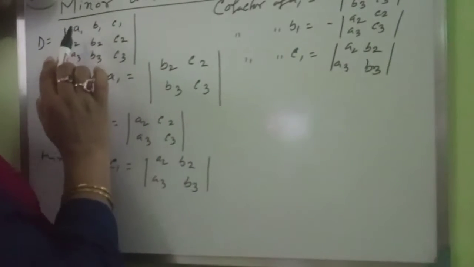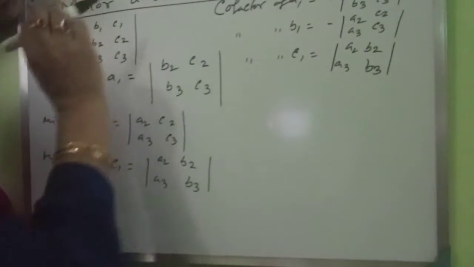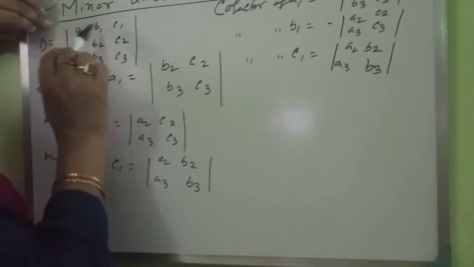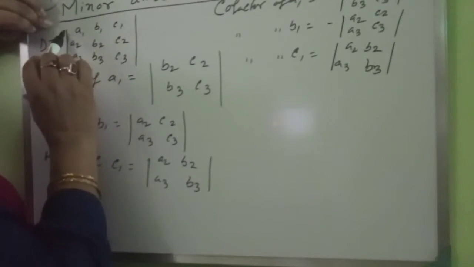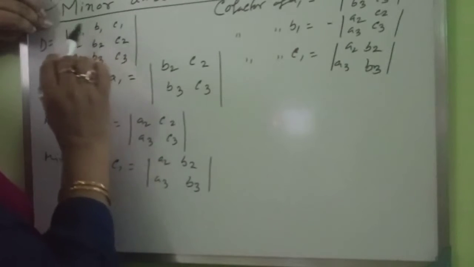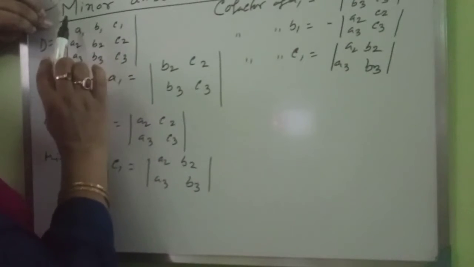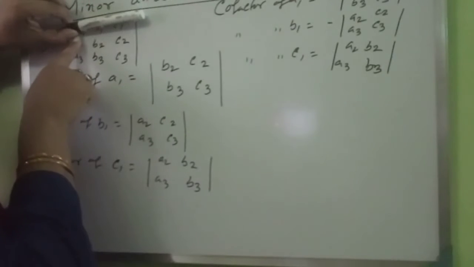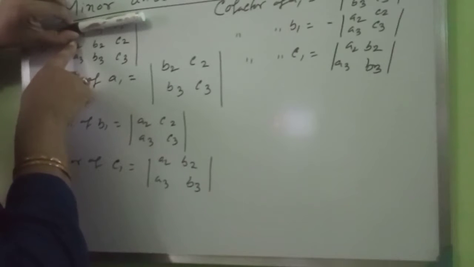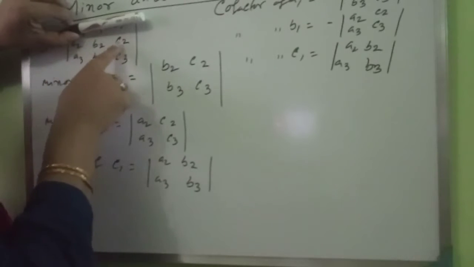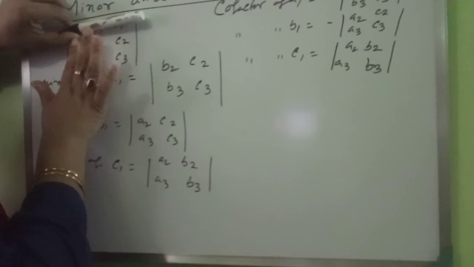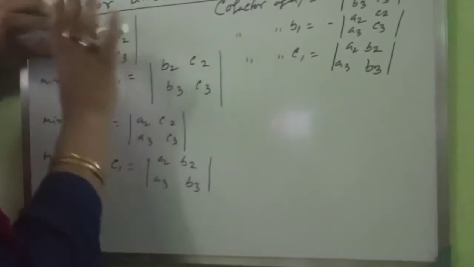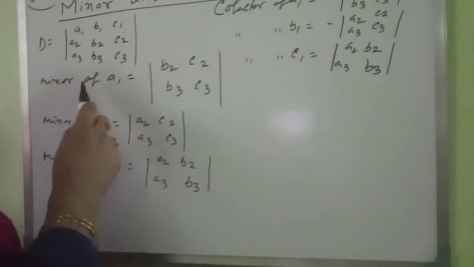Same here, when we find the minor of A1, A1 is lying at the intersection of the first row and the first column. So the first row and the first column we have to discard first. That means these two will be off. Then what do we get? The determinant with the remaining elements is known as the minor of this element. So B2, C2, B3, C3 are the elements remaining, and the determinant formed here is the minor of A1.